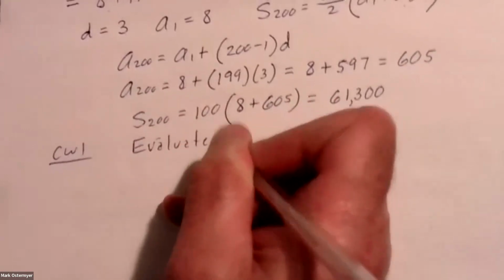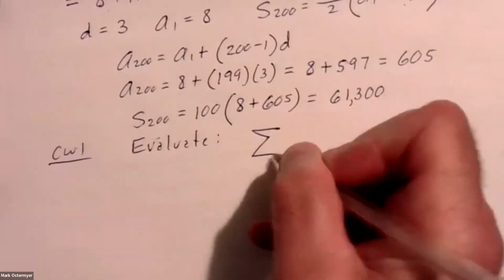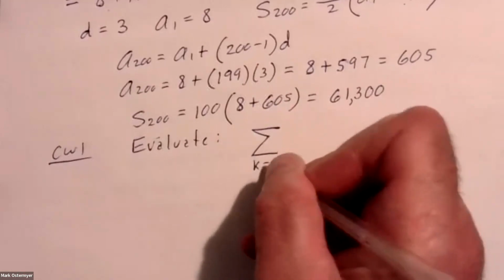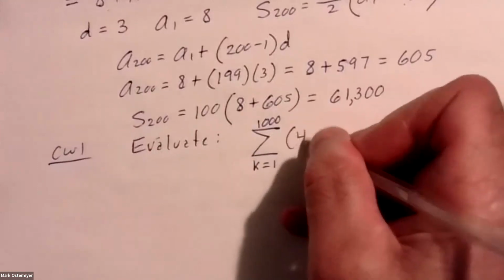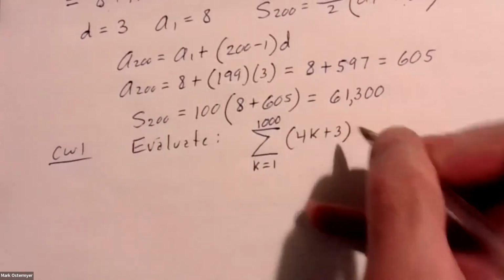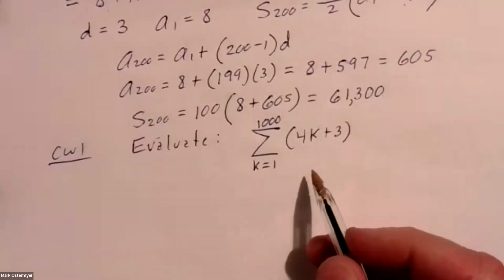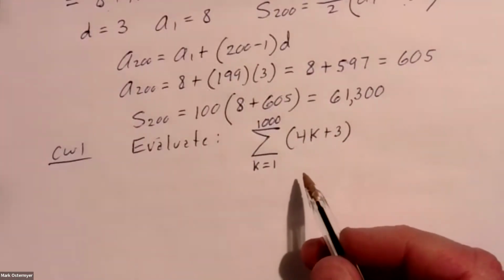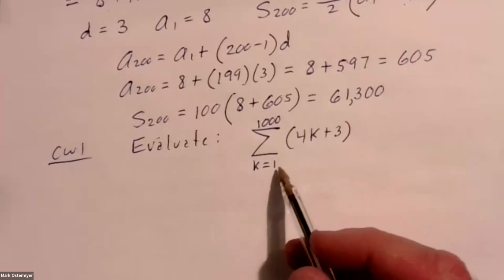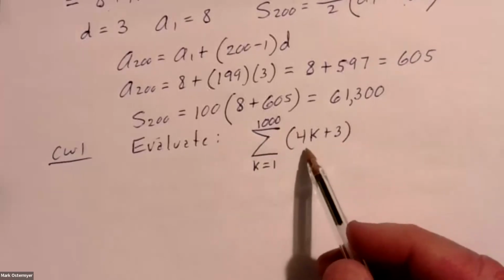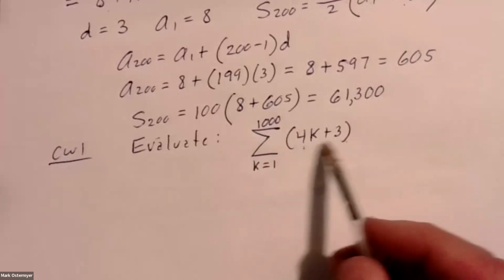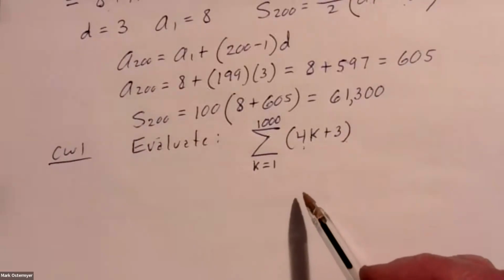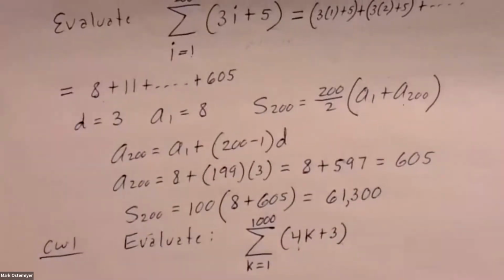Evaluate this sum here. K goes from 1 to 1,000. So I want you to evaluate this summation here, or this arithmetic series, which means we're going to have to add the first 1,000 terms of the associated sequence defined by this nth term rule. So go ahead and see if you can evaluate this. I'll give you a couple minutes to work on this. It's done essentially the same way as the one above.